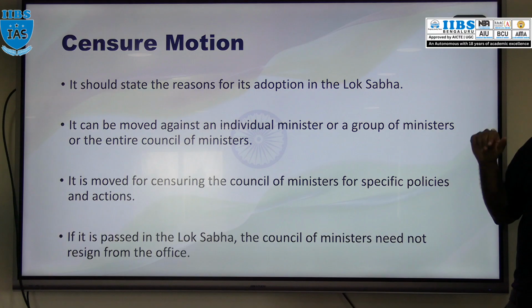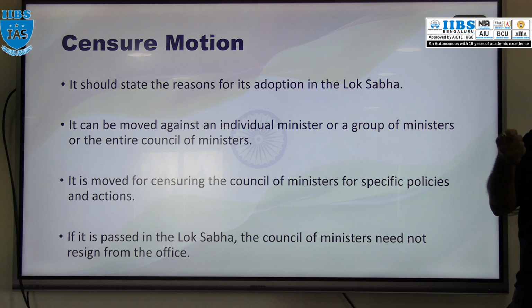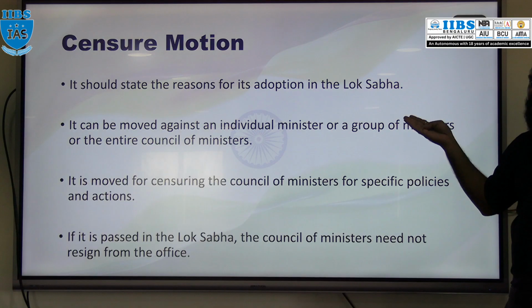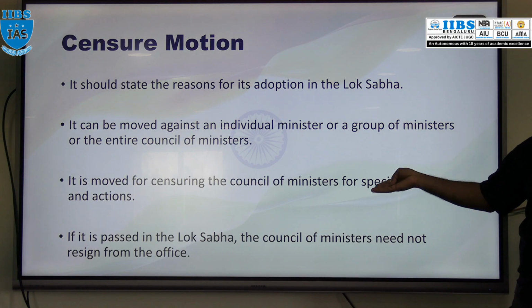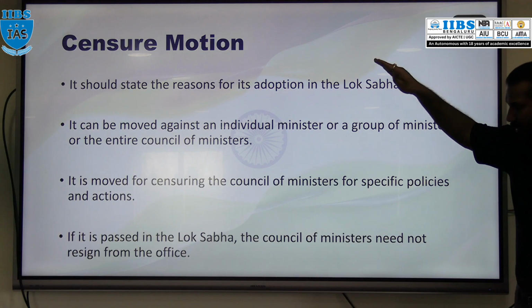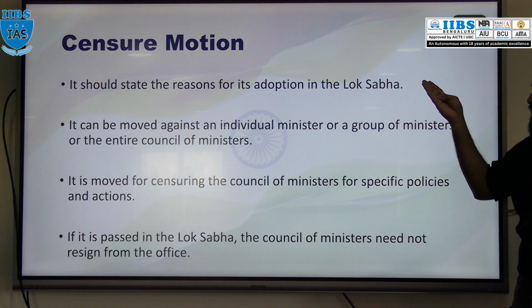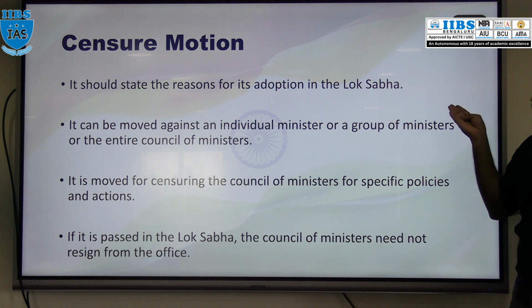Then why is this motion introduced? This motion is introduced for censuring any policies or actions of any particular minister, or a group of ministers, or the whole council of ministers, right? So obviously this is a censure motion.